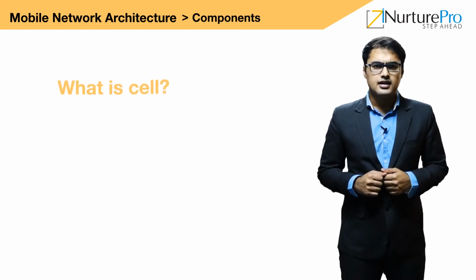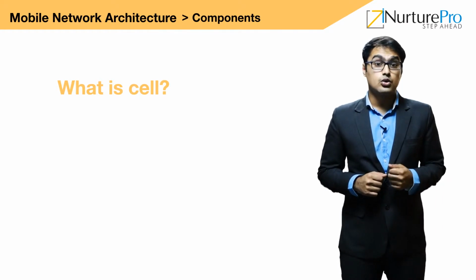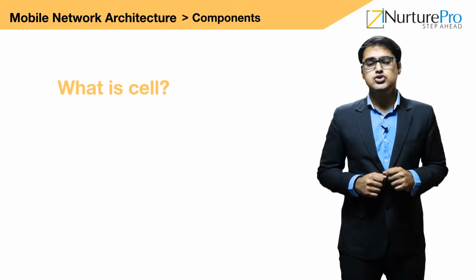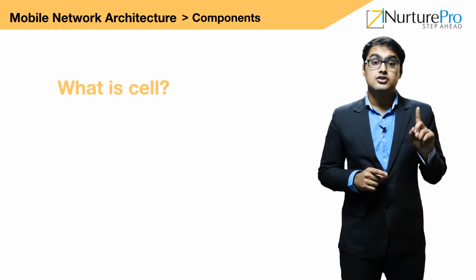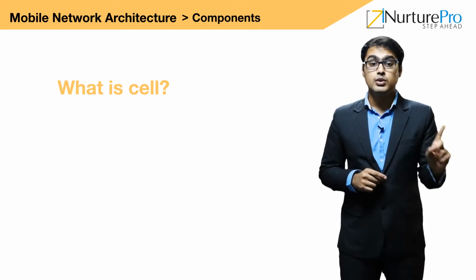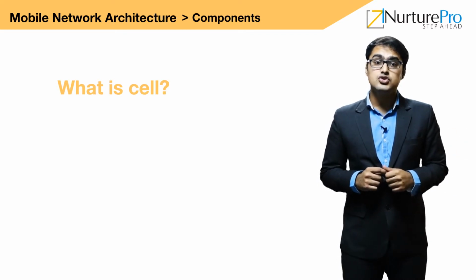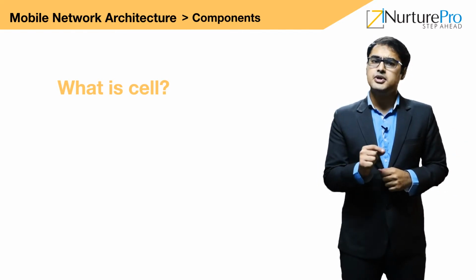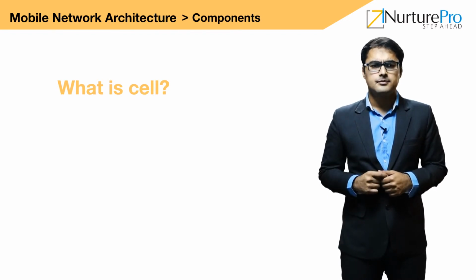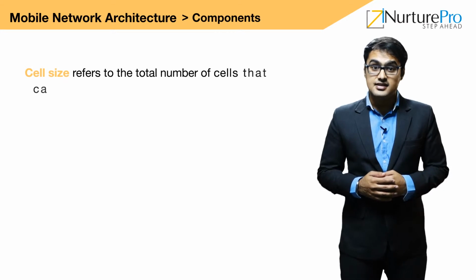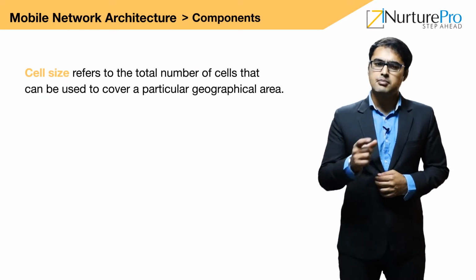Now that you understand the components much more clearly, let's look at a core component, that is a cell. So what exactly is a cell? A cell contains a base station, transmitter and several radio frequencies. It provides services to a limited number of subscribers within a particular coverage area and has a radius of approximately 30 kilometers. Now that you know what a cell is, let us look at different cell size and capacity.